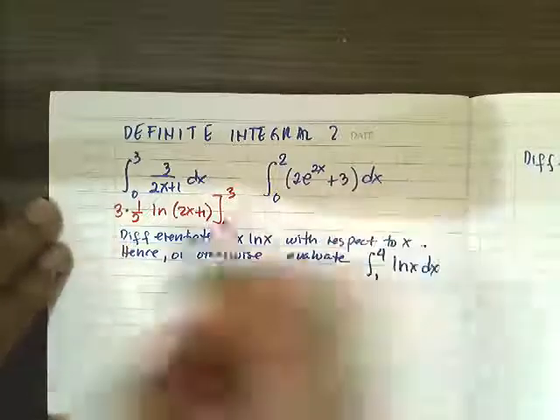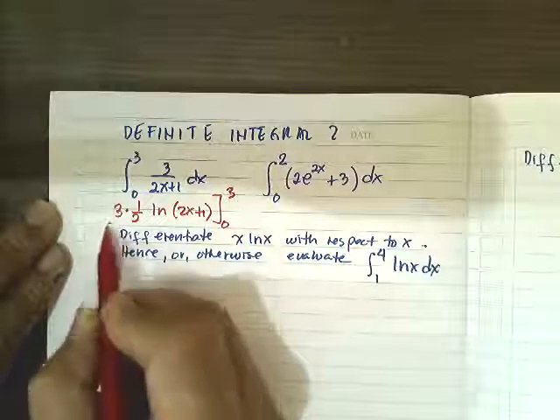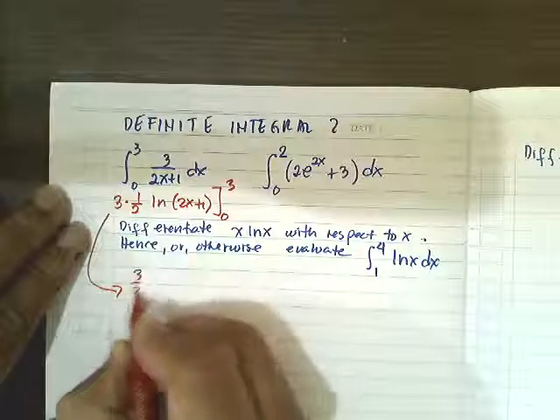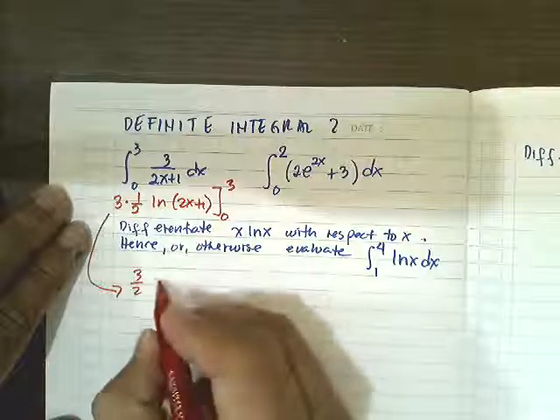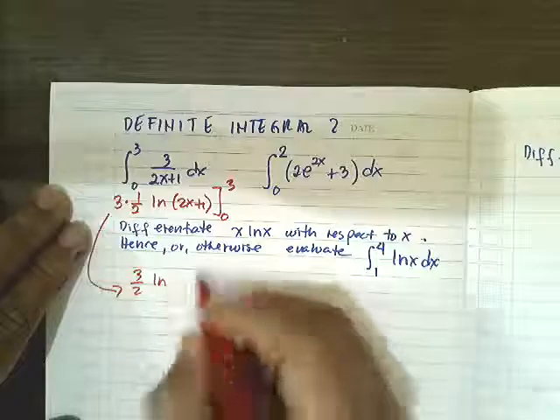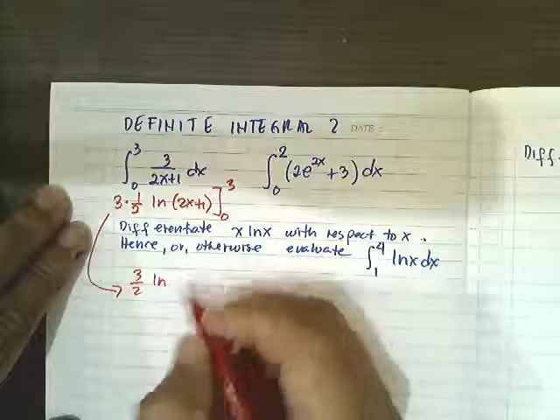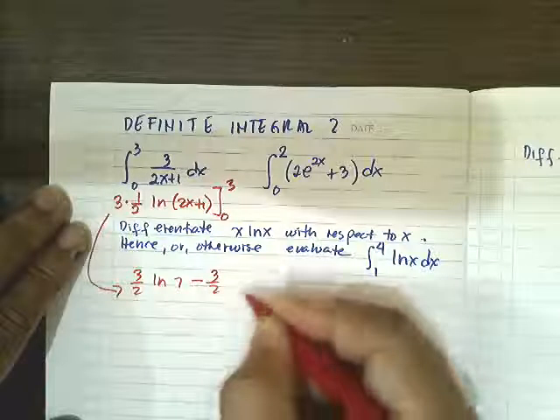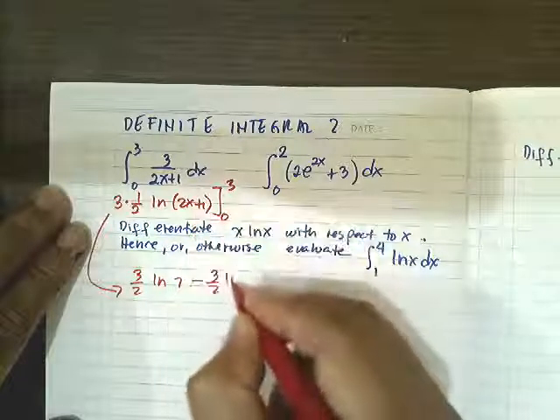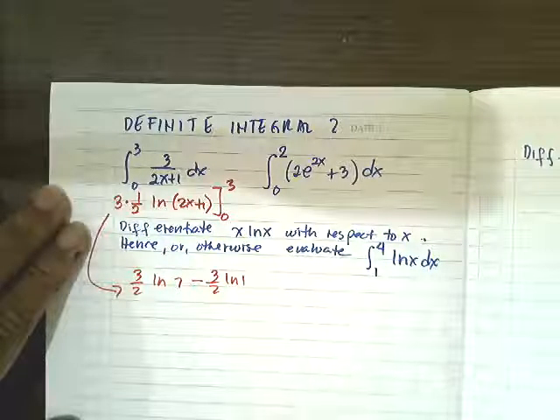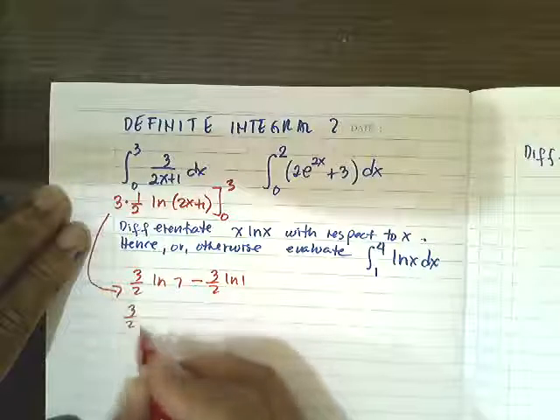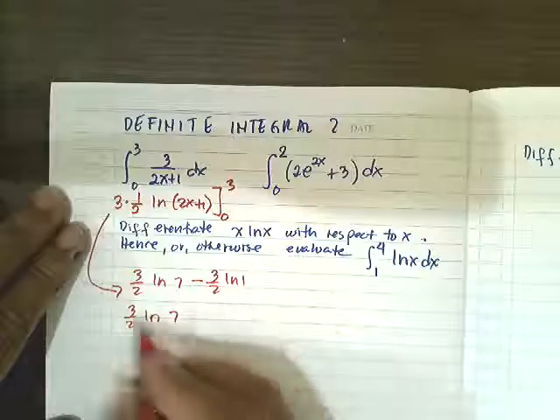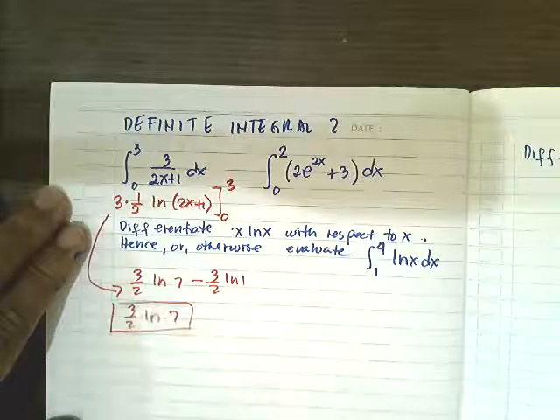Sorry, I don't have the space for this, so let me just put it here. Okay? So that is now 3 over 2 times the natural logarithm of, plugging it in there, 7, minus 3 over 2, plugging it in there, ln 1. Therefore you have 3 over 2 ln 7, and ln 1 is equal to 0. So this is the only answer that you have.